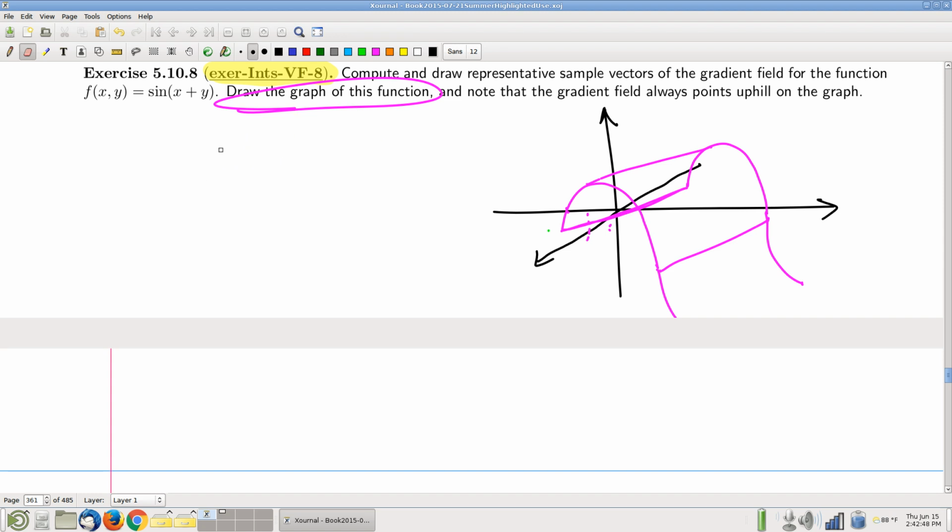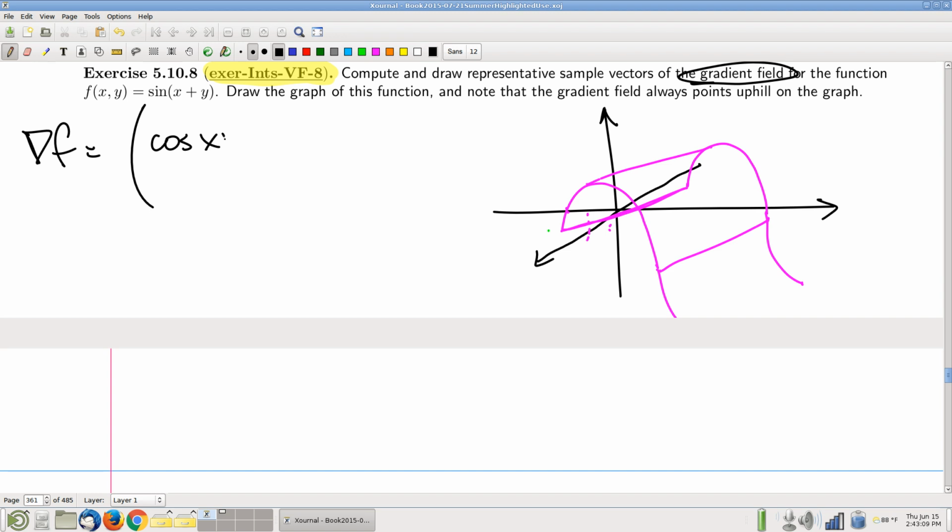Now let's talk about the gradient. Of course, the gradient is in the domain. Let me write down the algebra here. Okay, so the gradient field for this, gradient f, is: the x partial is cosine of x plus y, and the y partial is also cosine of x plus y. Everybody good?